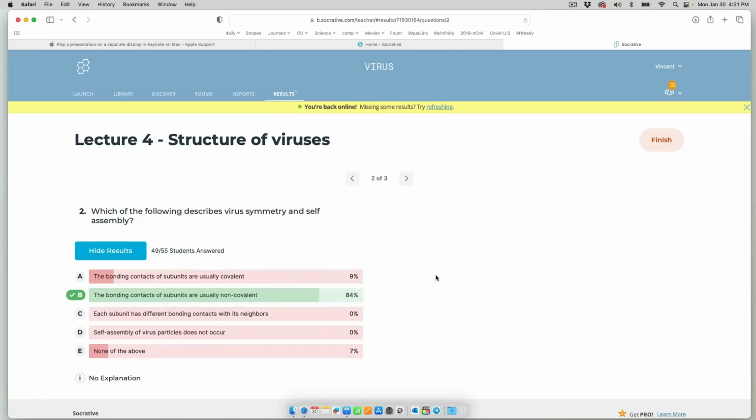So they're not covalent, right? Otherwise the particle couldn't come apart. Different bonding contacts, no. The whole key of symmetry is you get identical bonding contacts throughout the particle. And self-assembly does not occur? It absolutely does occur. I showed you an example of that for 2 viruses. We get self-assembly. So bonding contacts are usually non-covalent is the right answer.